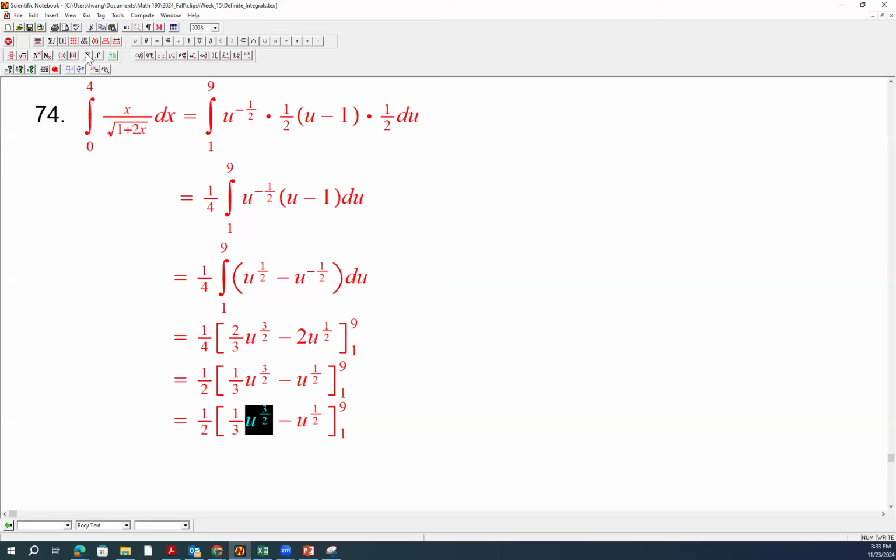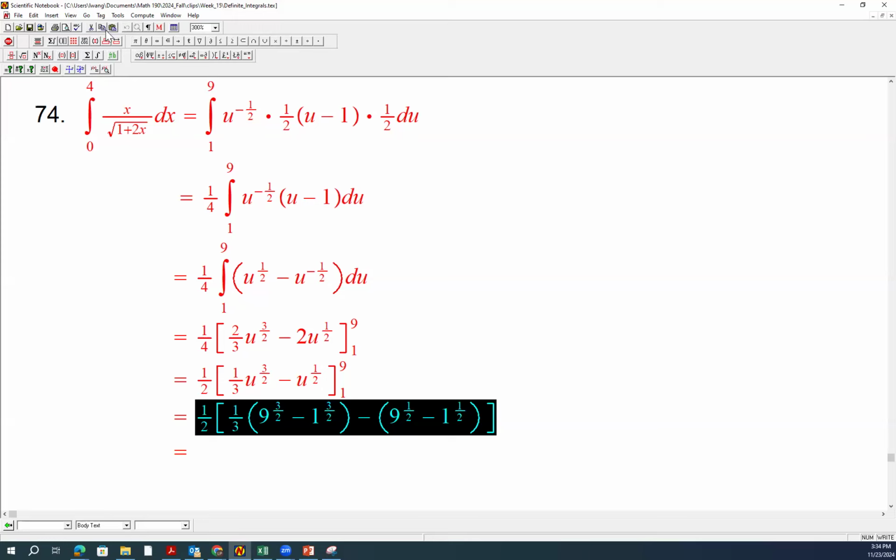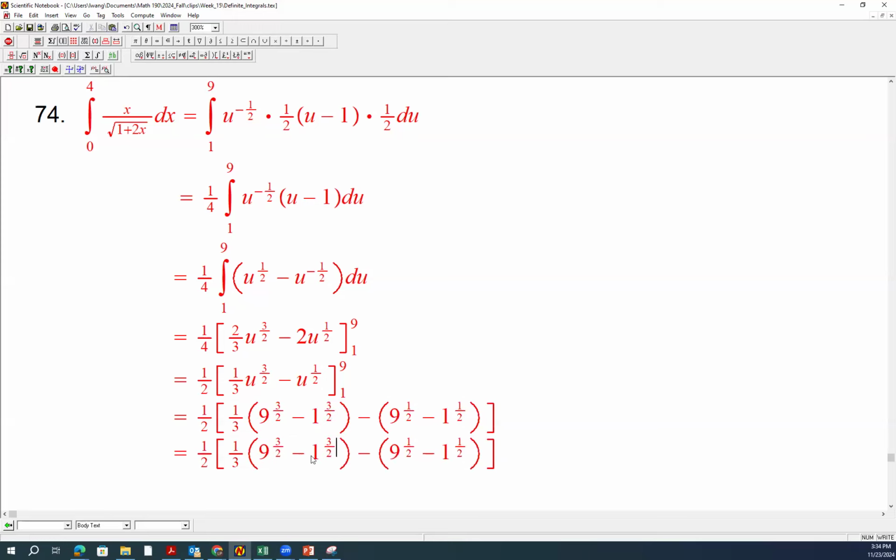This part, I'm going to have u to the power 3/2, substituted by 9, substituted by 1. And this part, I'm going to do u to the power half, 9 and 1. By this time, we don't need this anymore. I'm sure you probably do it faster than I, but because I'm showing you the work, I don't want to make mistakes. This is 1, this is 1, and this is 3, right? How about this? Well, be careful.